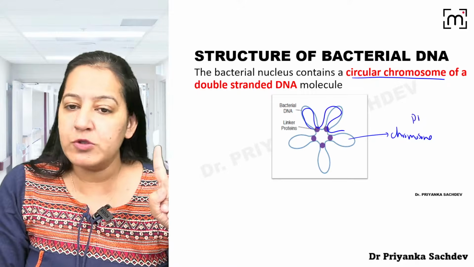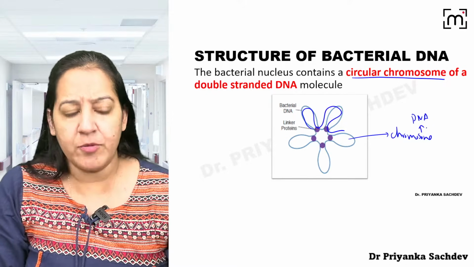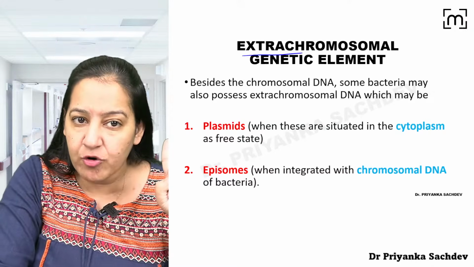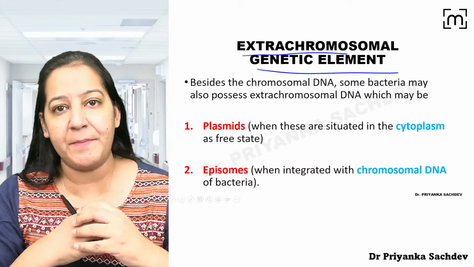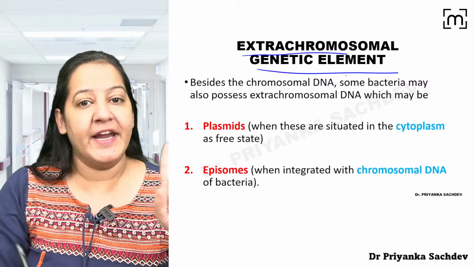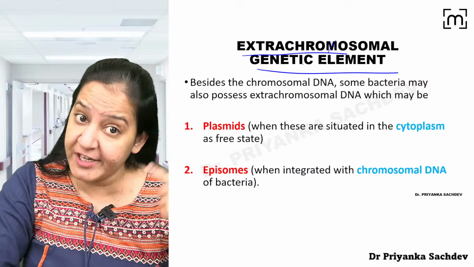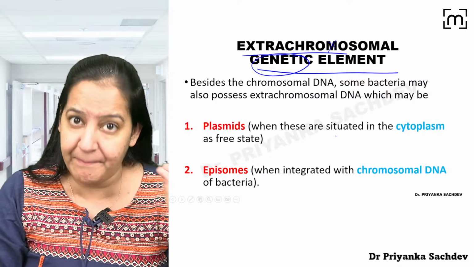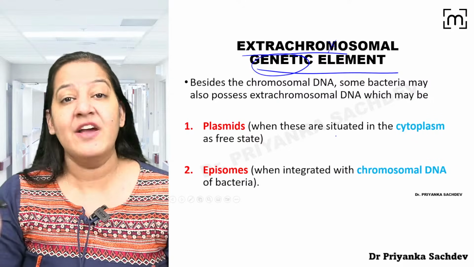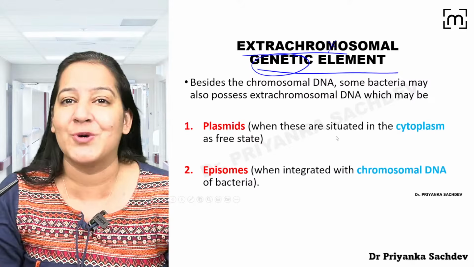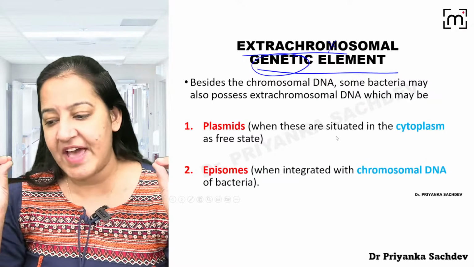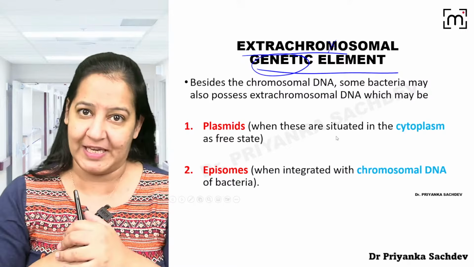So the chromosome is made up of DNA, right? Of course, the chromosome is made up of DNA, we all know. Do you know any extra chromosomal genetic material present in the bacteria? Extra chromosomal. It should not be a part of chromosome, but it should be DNA because it is genetic. So tell me any part in the bacterial cell which is DNA but which is not a chromosome. That is extra chromosomal genetic material. Do you know? It's a very, very important MCQ, right?